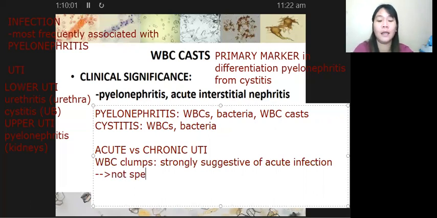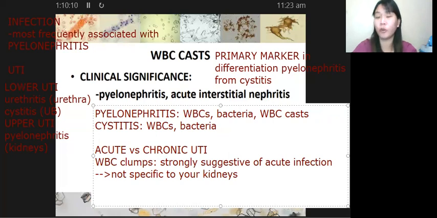Galit ka na naman. Hindi. It is not specific to your kidneys. Okay? It is not specific to your kidneys. So, ibig sabihin, if you have acute cystitis, if you have acute urethritis, okay, pwedeng meron din silang WBC clumps. As long as the infection is considered to be acute, pwedeng may makita kang WBC clumps.